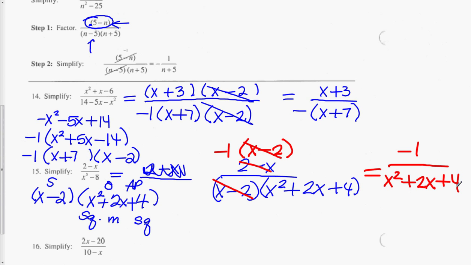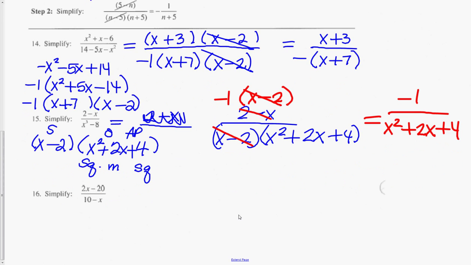I'm not real crazy about these, so I don't do a lot of them, but just in case you encounter some on your homework, we need to know how to do these. So this last one that I've got up here, I'm going to look at factoring. Now, remember, anytime you're factoring, always go for a GCF first. On the top, if I take out a 2, that's going to leave me x minus 10. And on the bottom, I've got 10 minus x.